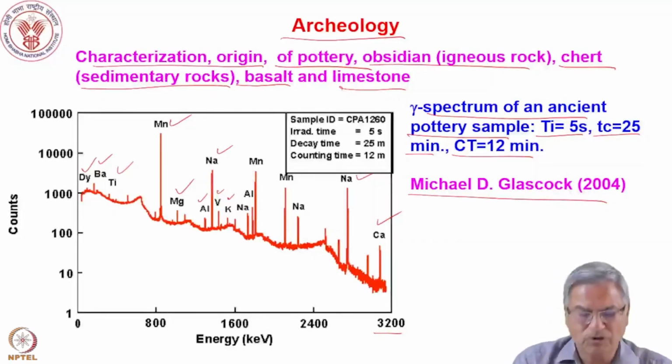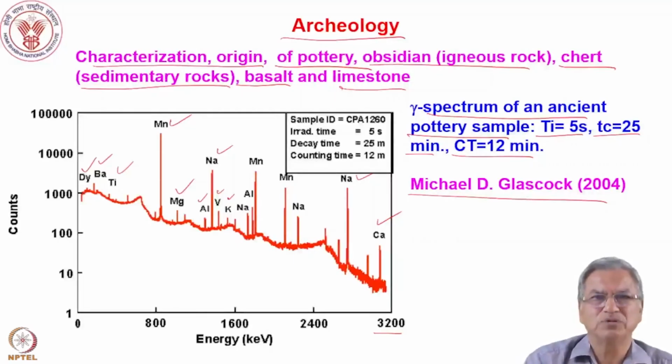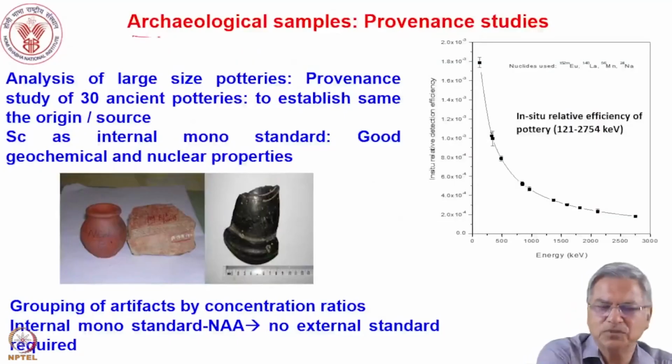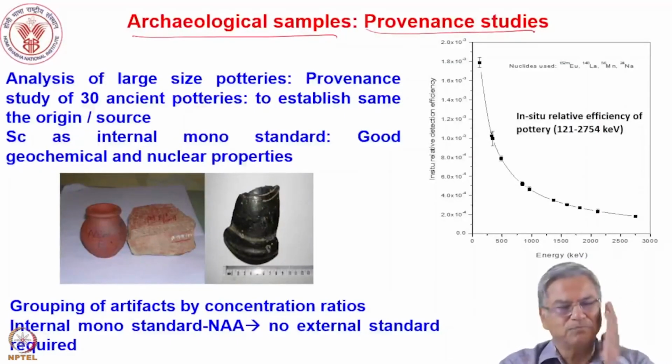So that is the beauty of this, and archaeological samples of very varied sources can be analyzed to find out the source of the particular artifact, or you can even do research on how the evolution took place. You can understand this by neutron activation analysis. Another class of this is that sometimes you can do the provenance study of archaeological samples.